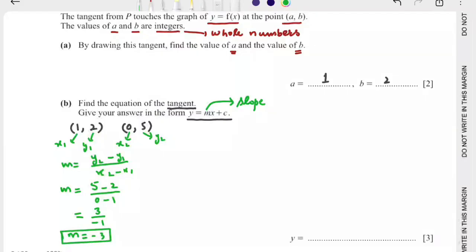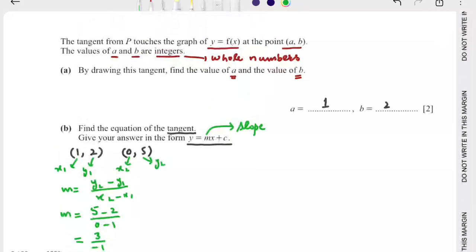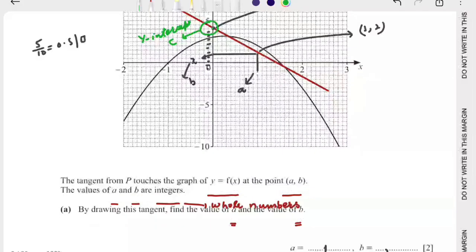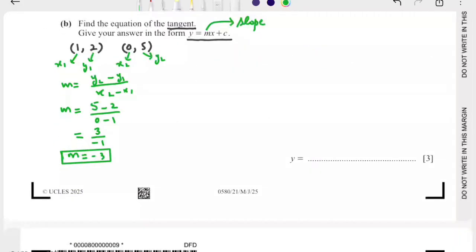Now we have to find out the y-intercept. That is very much clear that the y-intercept is 5. Just look at this value. This is called the y-intercept. So we don't need to find this value, and this is called C. Now the equation would be y is equal to minus 3x plus 5. Next question.